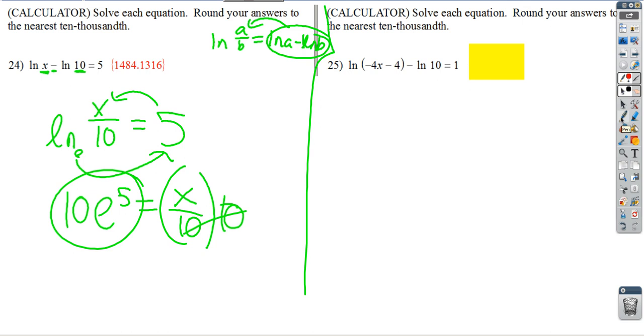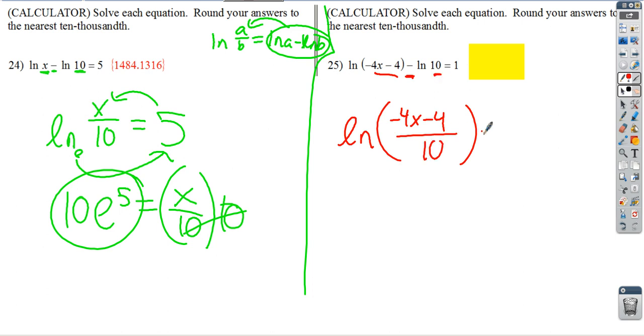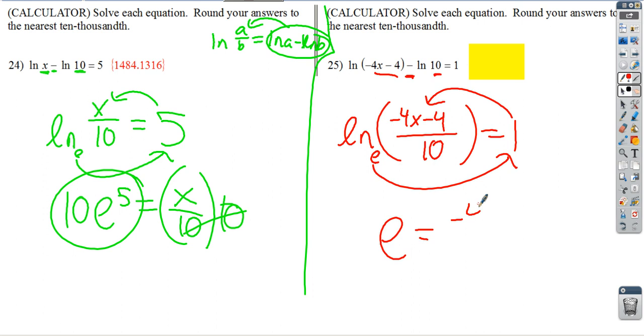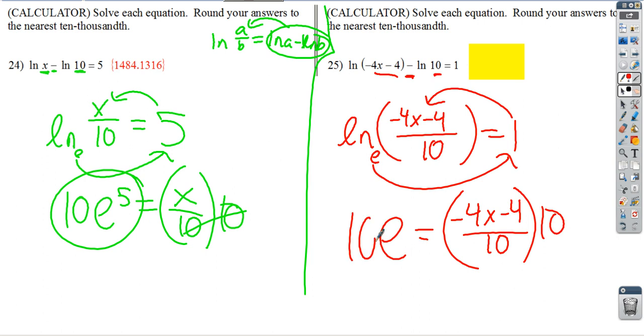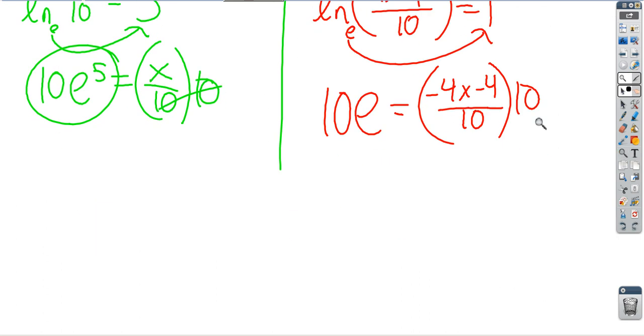Okay, same idea right here. We're subtracting these logs. That must mean we started out by dividing these two expressions. So divided by this, that equals 1. This is base e, so e to that power equals that answer. So e to the first is just e, and then we have this right here. We need to get solved for x, so I'm going to multiply both sides by 10. Okay, and then 10e is equal to negative 4x minus 4.